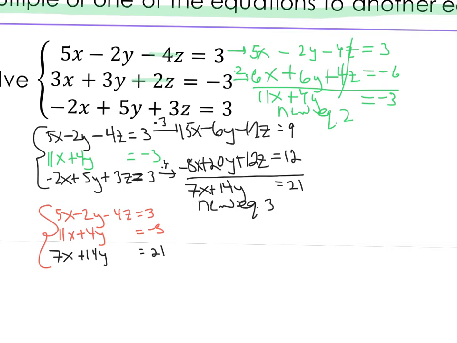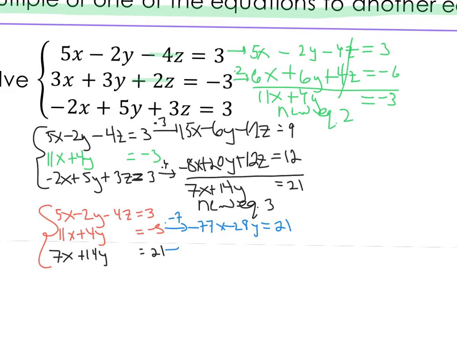Now, it doesn't matter which one you get rid of. I would probably choose to get rid of y because they have a smaller least common multiple. And the common multiple of 4 and 14 is 28. So I would choose to multiply equation 2 by negative 7 to give us negative 77x minus 28y equals positive 21.